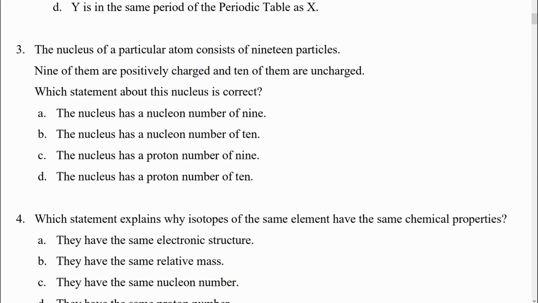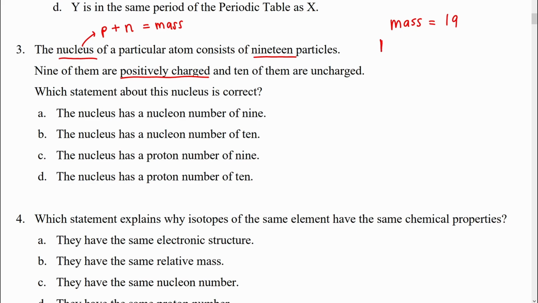Question 3. The nucleus of a particular atom consists of 19 particles. 9 of them are positively charged and 10 of them are uncharged. Which statement about this nucleus is correct? So remember, what is contained in the nucleus of an atom? It contains protons and neutrons, right? Or I can say this is the mass, because mass equals proton plus neutron. So it contains 19 particles, so we can say the mass here is 19. 9 of them are positively charged. So what is positively charged?